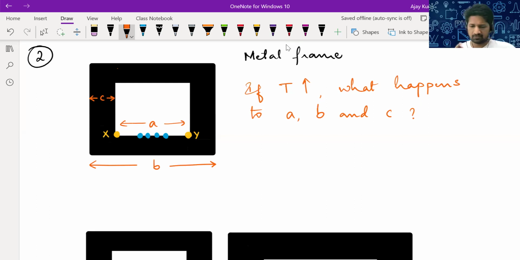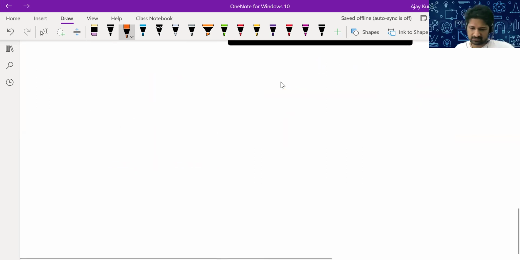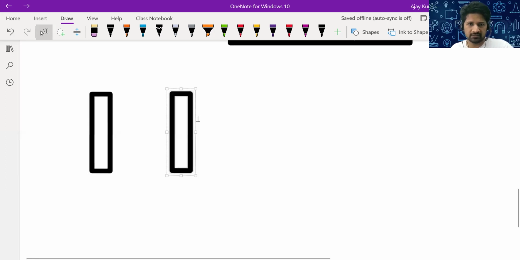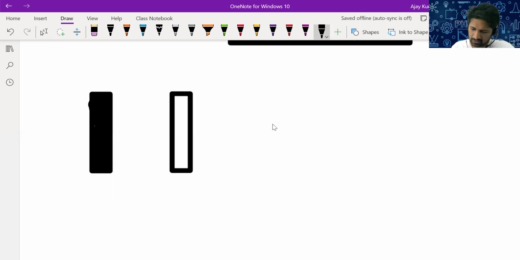One of you said that because there is free space inside the metal frame, some molecules will come into that space. Had the situation been like this, consider this as one frame and this as another frame. Had they been free like this, and you raise the temperature, then what will happen?